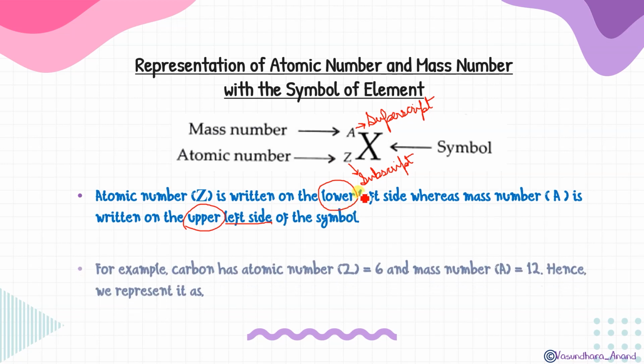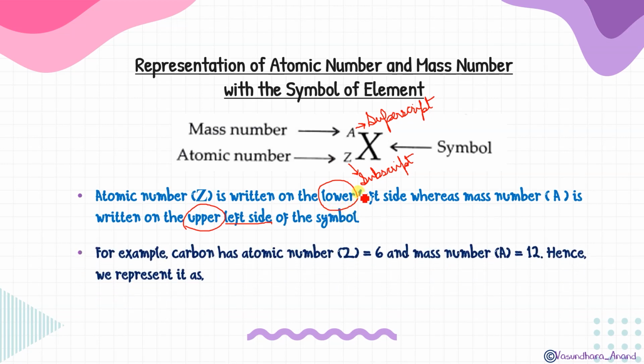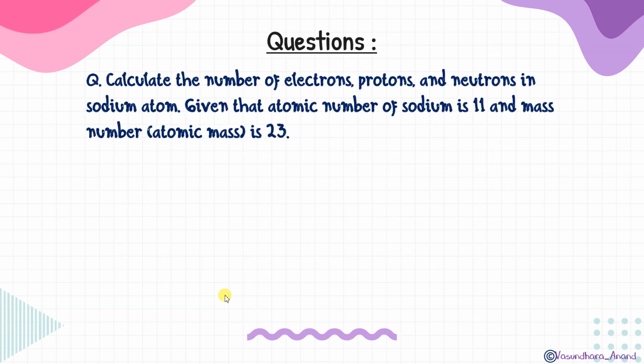For example, carbon has atomic number Z equal to 6 and mass number 12. So how will we write that? Carbon, and the mass number 12 we write as a superscript, and 6, the atomic number, we write as a subscript. I hope it is clear.